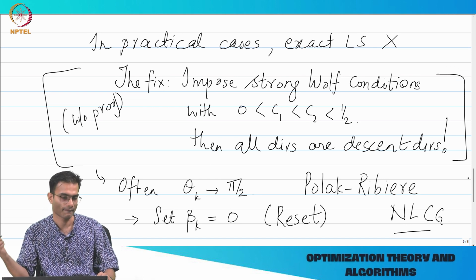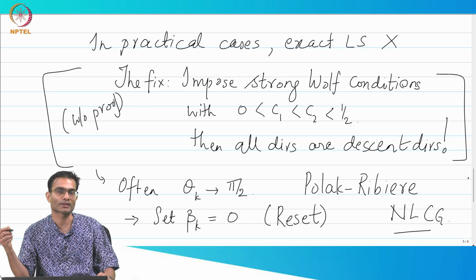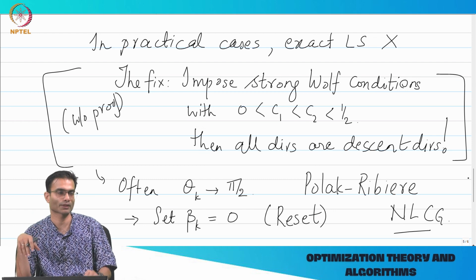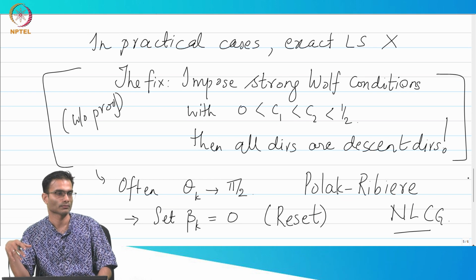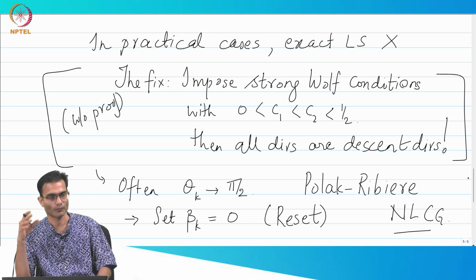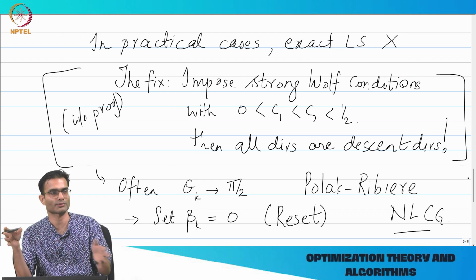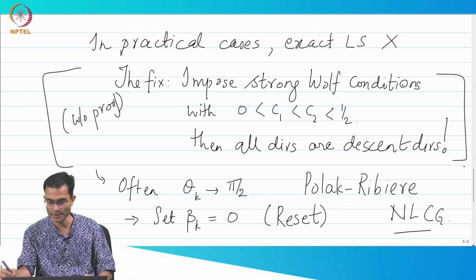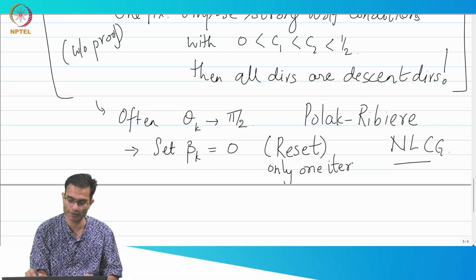So how will you decide when to set beta k equal to 0? Again, it's a heuristic. Theta k is never going to become exactly pi by 2, so you can put a threshold. If the absolute value of theta k minus pi by 2 falls below a certain threshold, you reset. You use beta k from the Fletcher Reeves equation, but when the angle reaches that point, you reset it for one iteration, set it to 0, and then use the rest of the formulas. If it is always 0, then it's simply gradient descent. The reset is only one iteration, not for all iterations.